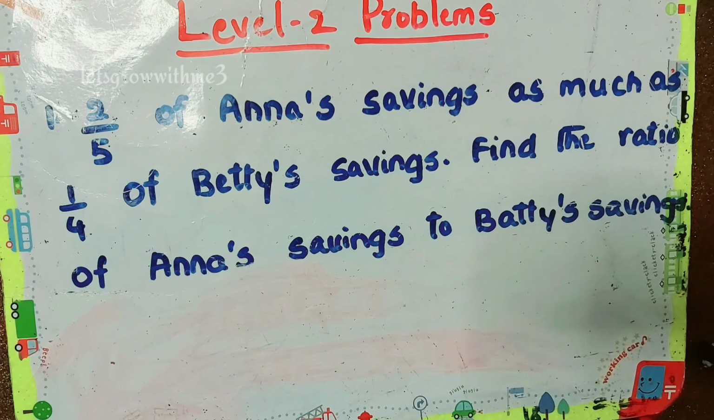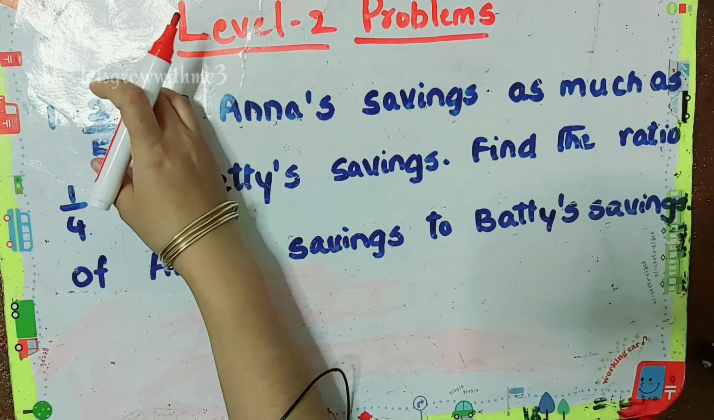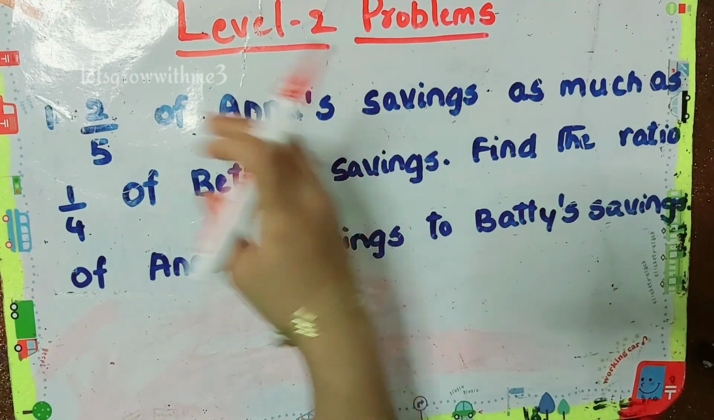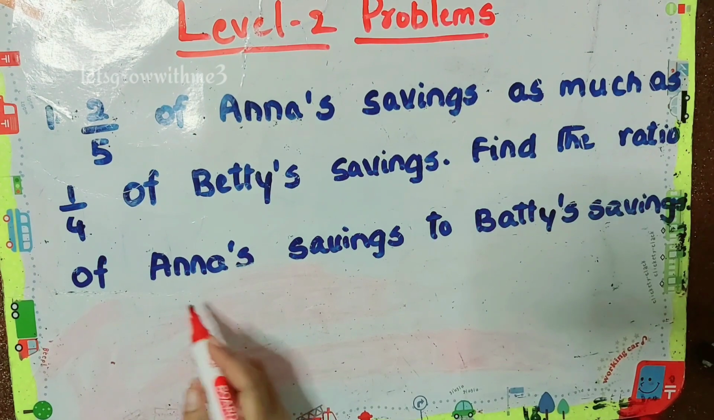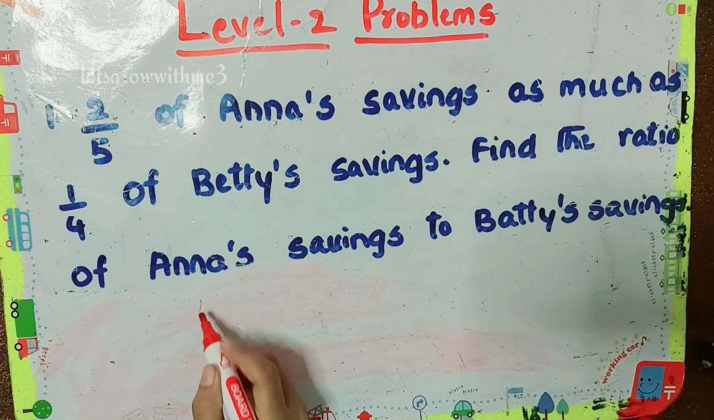So we are doing level 2 problems from ratio. So let's start it. 2/5 of Anna's savings is as much as 1/4 of Betty's savings. Find the ratio of Anna's savings to Betty's savings.